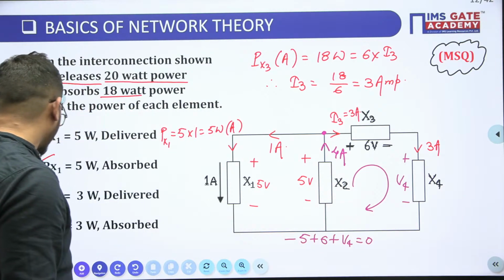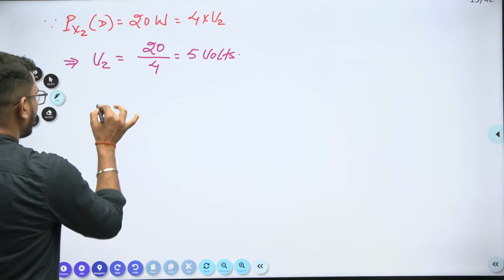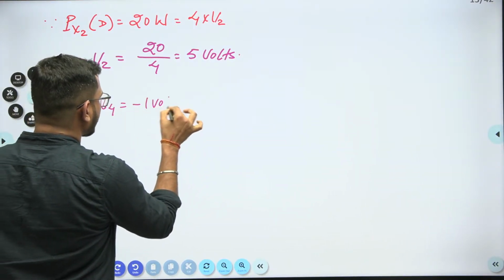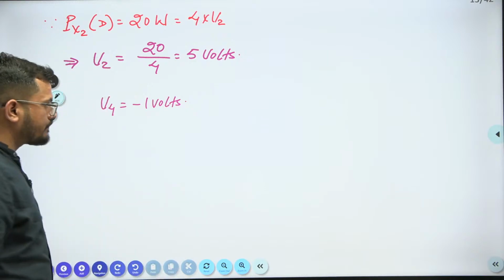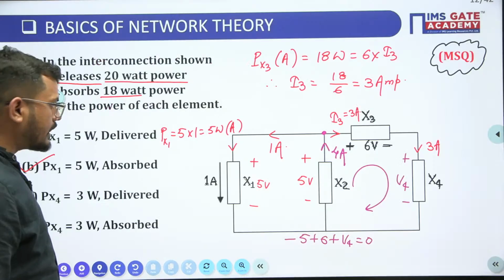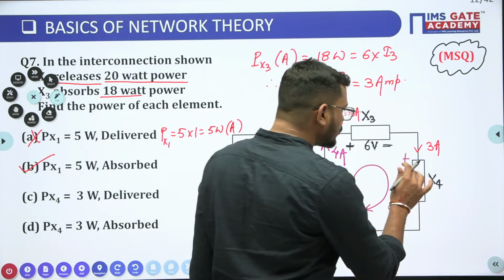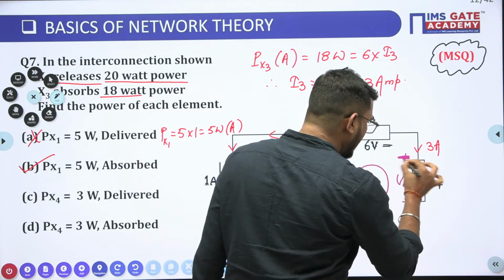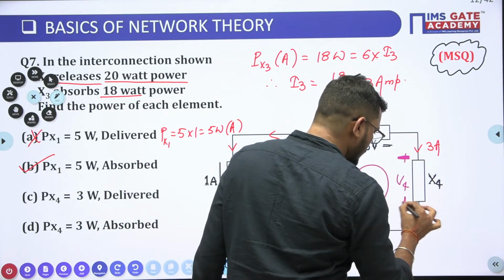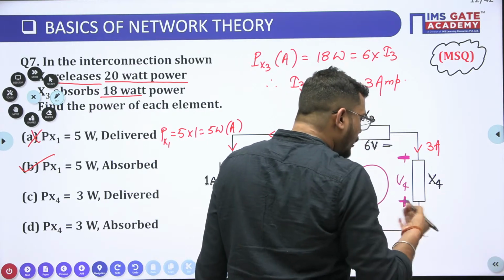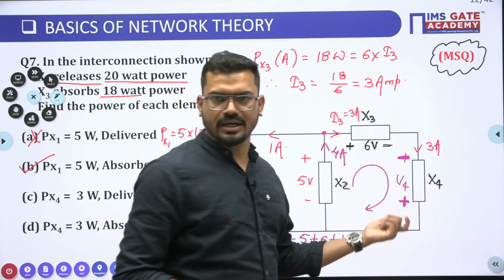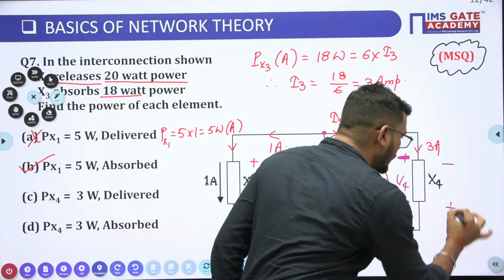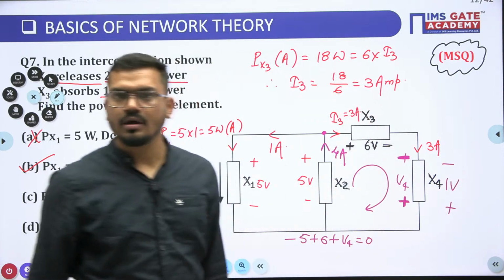So here we can write V4 is equal to minus 1 volts. Is it clear? What does minus 1 volts mean? Simply, if it is plus, it means that it should be negative, and if it should be positive, you have chosen a polarity of opposite polarity. And if it is negative, it is positive, then you can say the value is negative, positive 1 volts only.